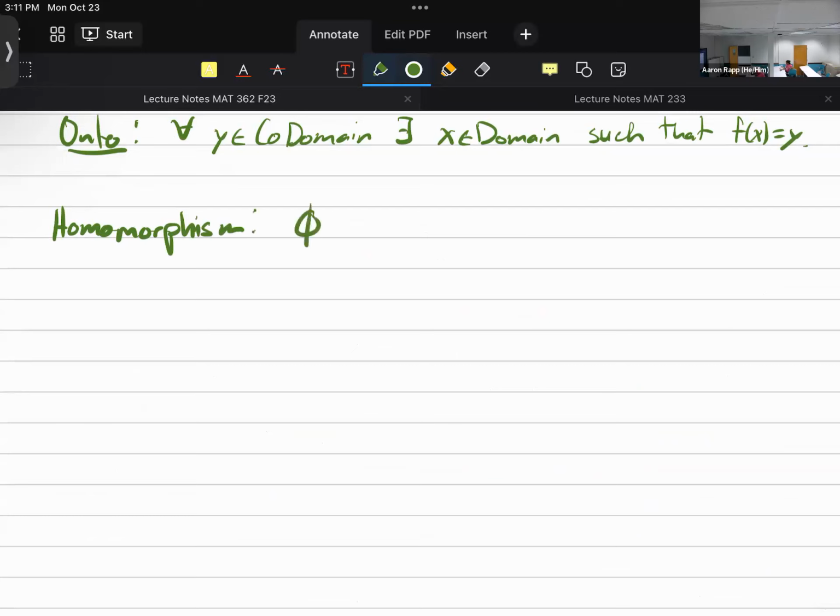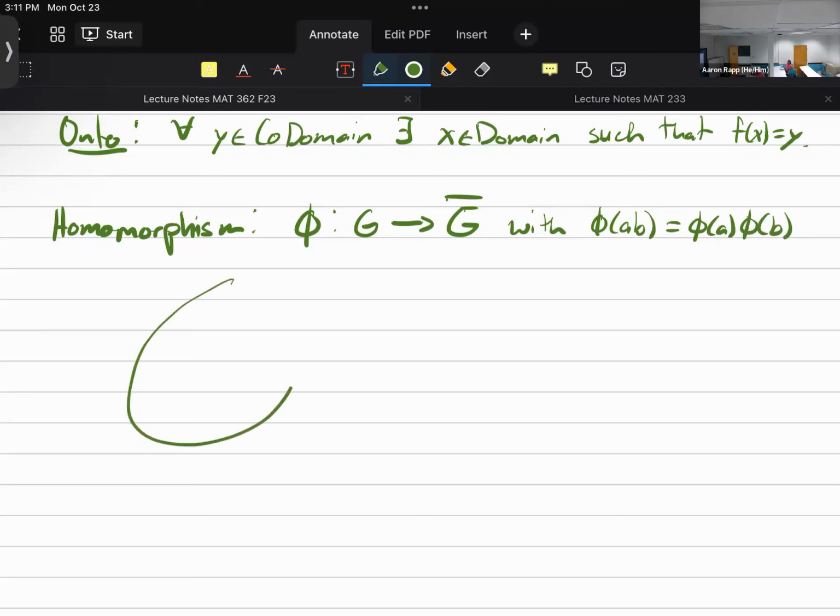Right, so you're going from one group to another, right? I think I did overline last time, so I'll just stick with overline. And it has the property that phi of A times B is the same thing as phi of A times phi of B. So I can take my first group.